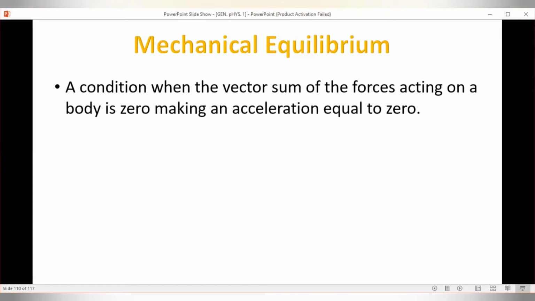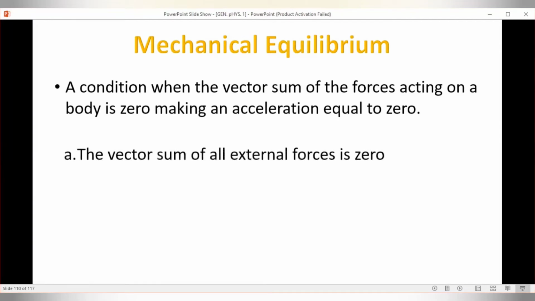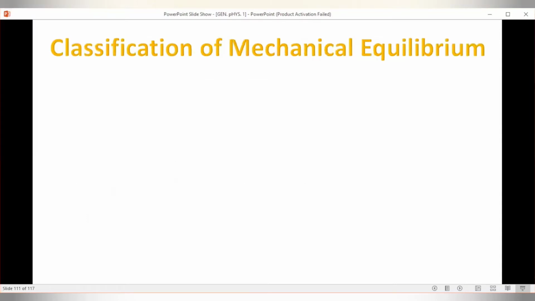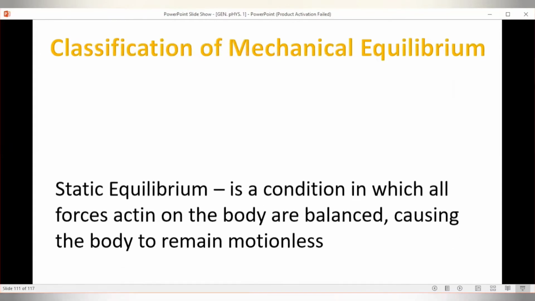Therefore, either the forces are opposing each other, and therefore the acceleration is equal to 0. The vector sum of all external forces is equal to 0. These are the conditions for mechanical equilibrium. And the second condition is the sum of the moments of all external forces about any line is equal to 0. So we have classification of mechanical equilibrium.